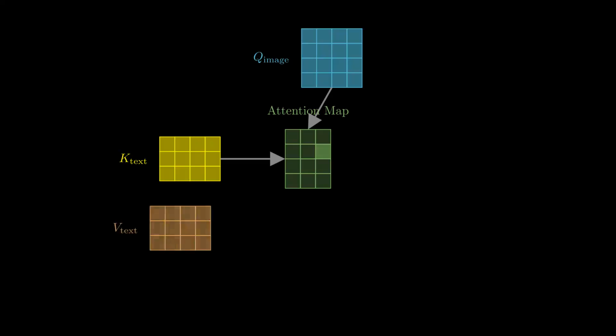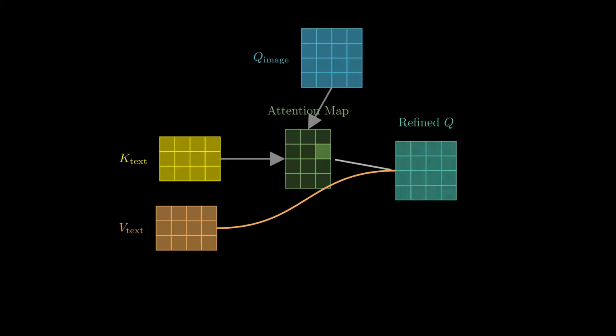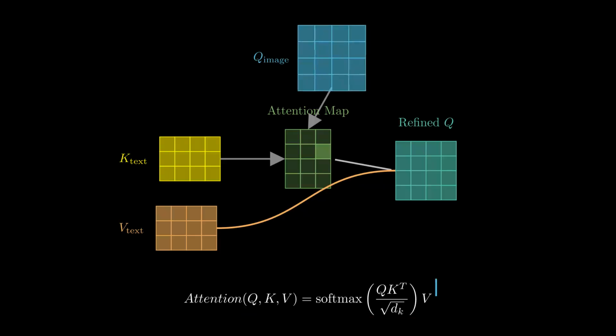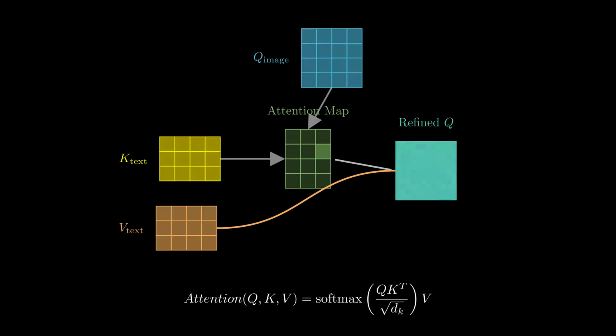But we don't just want a score, we want actual visual information. This is where the values V come in. The values contain the rich feature data associated with the text. Using the attention map as a guide, the model pulls the specific values it needs from the text, blending them into the image to refine it. Mathematically, this is the famous attention equation. The queries look at the keys to determine how much of the values to let through. This is how a simple text prompt physically steers the pixels towards the final image.